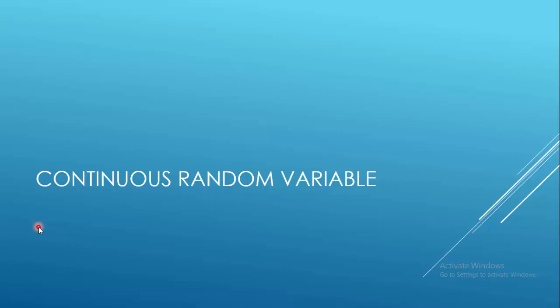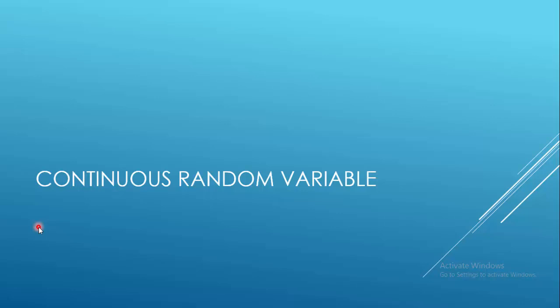Bismillahirrahmanirrahim. So far we have just talked about discrete random variables or discrete distributions, probability distributions, like flipping of a coin or throwing dice. But there are events which are continuous in nature, and now we will talk about continuous random variables in this video and the other videos.